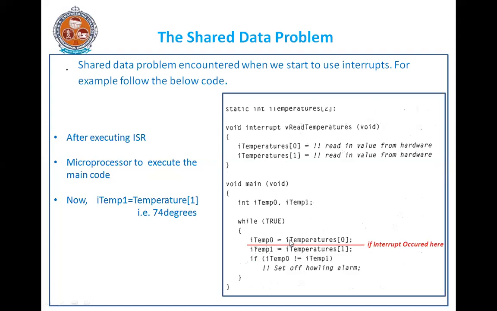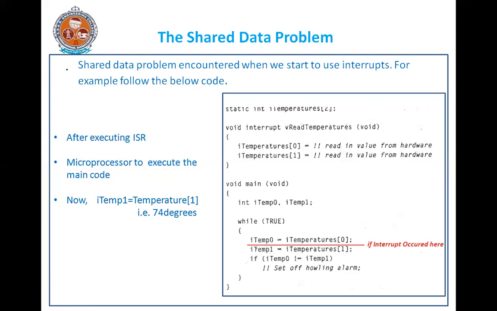But what is recorded is iTemp0 as 73 and iTemp1 as 74, because in between, an interrupt service routine has been executed. At that time the temperature changed from 73 to 74. When this instruction is executed, if iTemp0 is not equal to iTemp1, the value of iTemp0 is 73 and iTemp1 is 74. So a difference has occurred between iTemp0 and iTemp1 because there is a time gap, and in the time gap an interrupt service routine is executed.